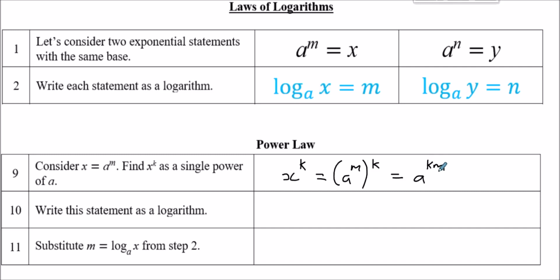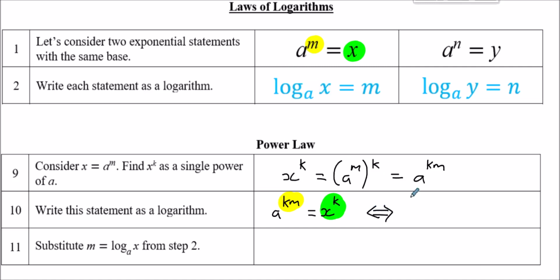We now need to write this statement as a logarithm. So if we do this here, we can write down a to the km equals x to the power k. And again, I'm going to link this in to what we had from before. Here, if I just put down the power of a in yellow, and the answer to that in green, and now rewrite this in terms of logs.